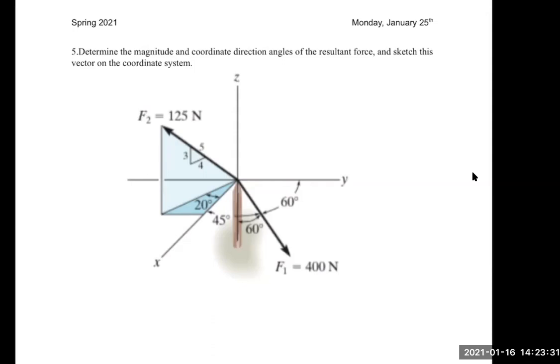So question number 5 says: determine the magnitude and coordinate direction angle of the resultant force and sketch this vector on the coordinate system. I want you guys to know that the coordinate direction angle form is simply F equal to F cosine of alpha i hat plus F cosine of beta j hat plus F cosine of gamma k hat. That's it, simple as that.